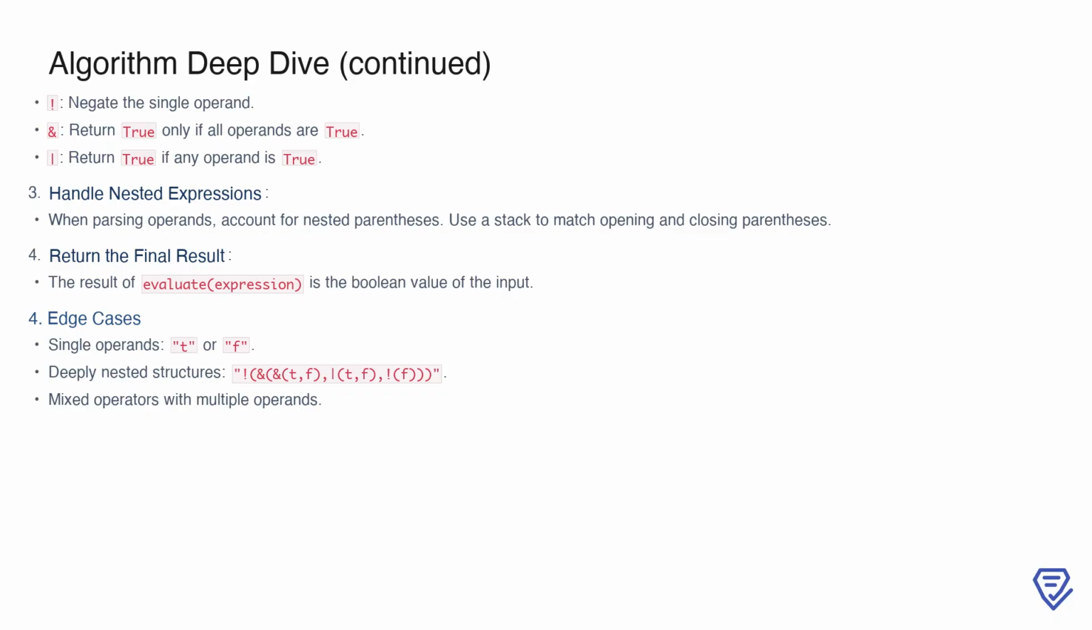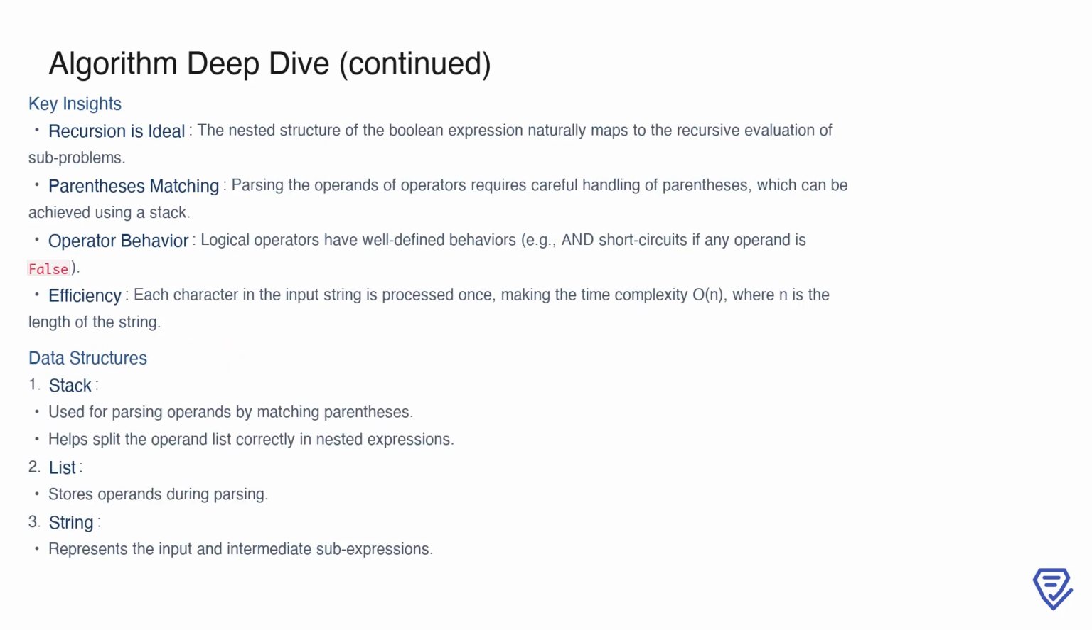For example, deeply nested cases like &(t,|(f,f)) require careful handling of each level of nesting. Edge cases include single operands like T or F and deeply nested expressions that test the robustness of the approach. Recursion is particularly well suited for this problem since the nested structure of the input maps directly to recursive evaluation. Matching parentheses during parsing is crucial to ensure operands are grouped correctly, and this is effectively managed using a stack. Logical operators have straightforward behaviors, such as short-circuiting if any operand is false, which can optimize evaluation.